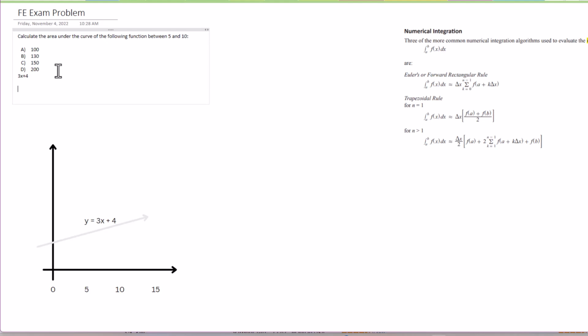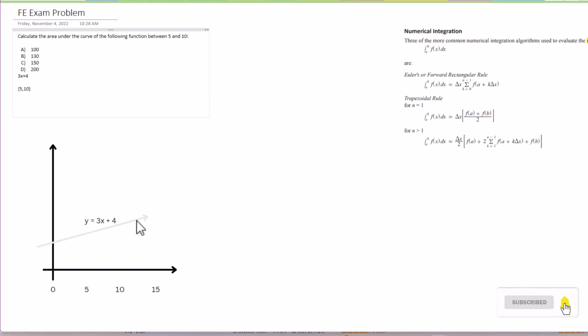We have to remember that our bounds are between 5 and 10, because that's the area it wants to know. Essentially, we're integrating and calculating the area under the entire curve up to 10, and then subtracting the area between 0 and 5, and that will give the area that we want. So it's not between 0 and 10, it's between 5 and 10, and we just need to set up our definite integral properly in order to achieve that.